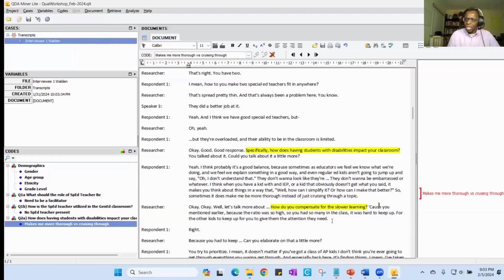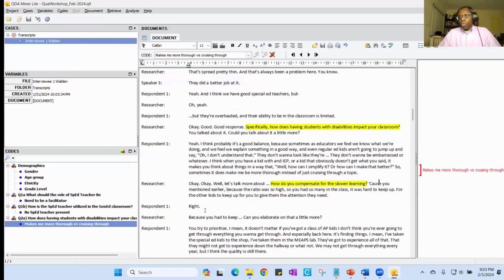Okay. If you want to do that, he's telling me, oh, you said it was high. You said there was too many in the class. You want them to speak in their own words, right? That's what qualitative is powerful about, getting people to speak in their own words. All right. So now all he's saying is right. I mean, you can't code right, right? So now you said everything and he's just affirming. That's why you have to get people to say what you want them to say.